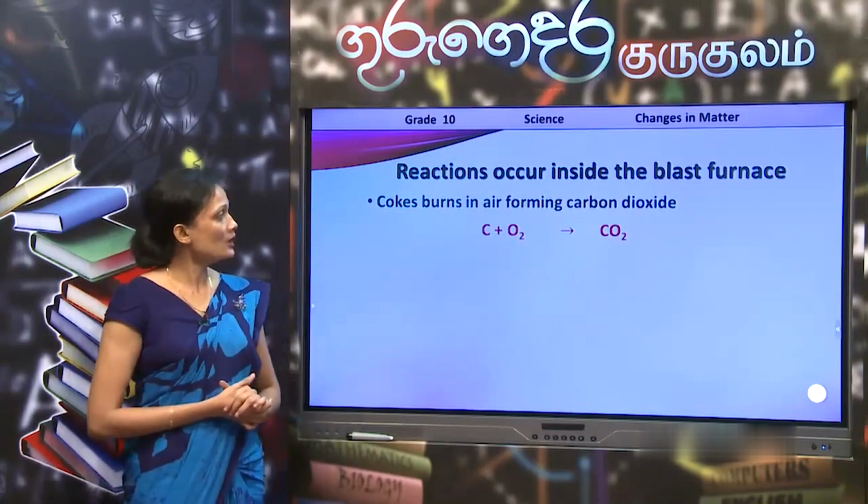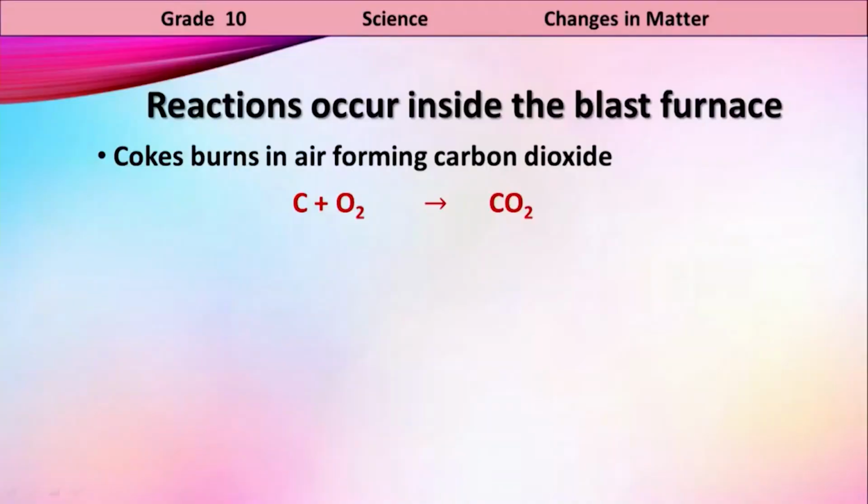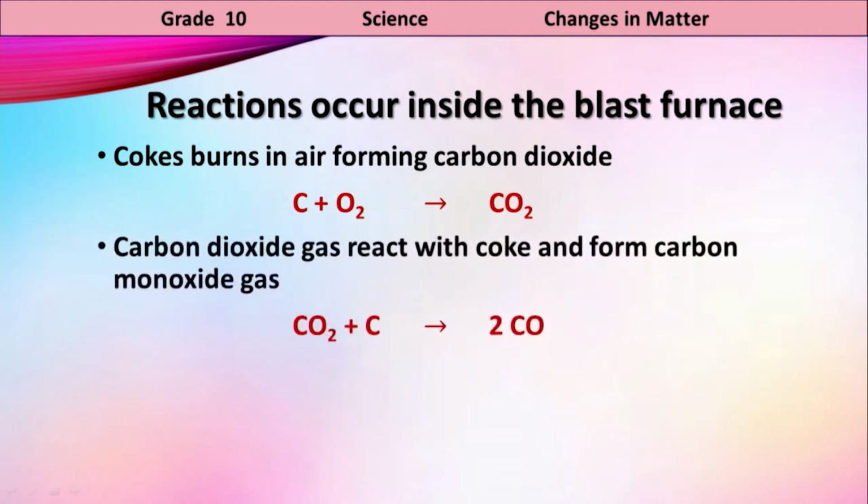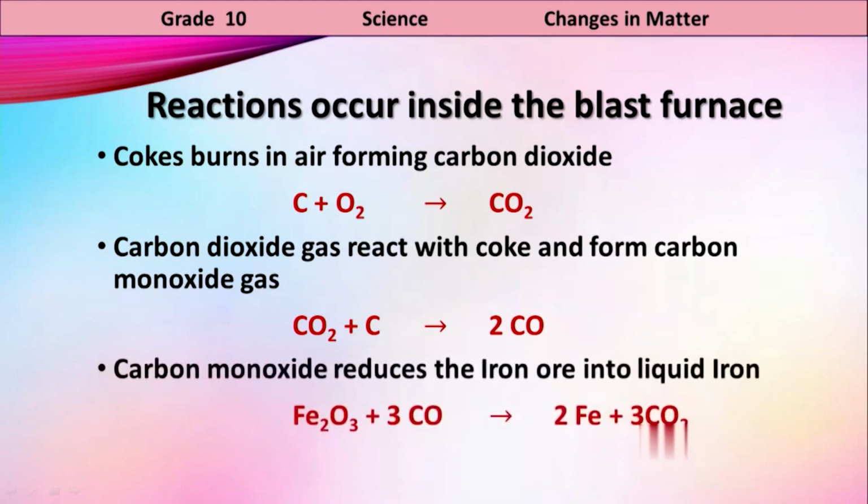First, the coke burns in air forming carbon dioxide. Then the carbon dioxide gas reacts with coke and forms carbon monoxide gas. Then the carbon monoxide reduces the iron ore into liquid iron. If we consider these three reactions, they do not occur in order. These reactions may occur in different places of the blast furnace and produce iron.